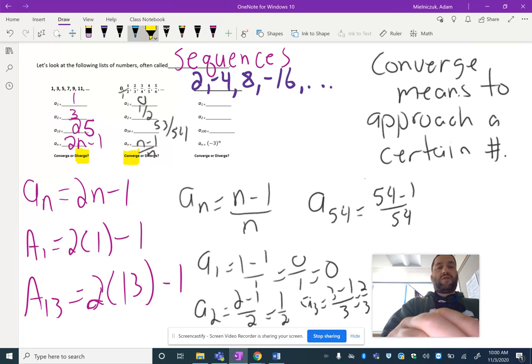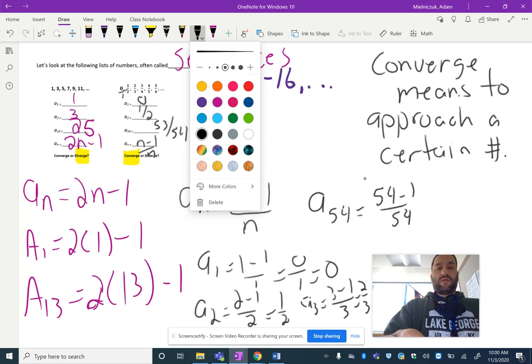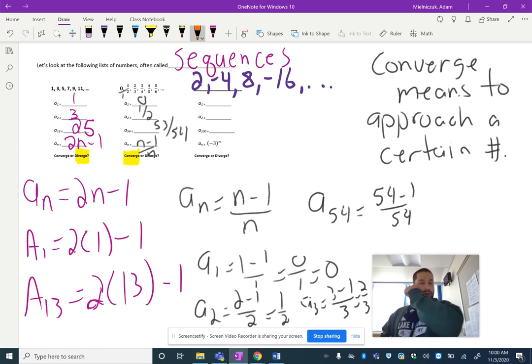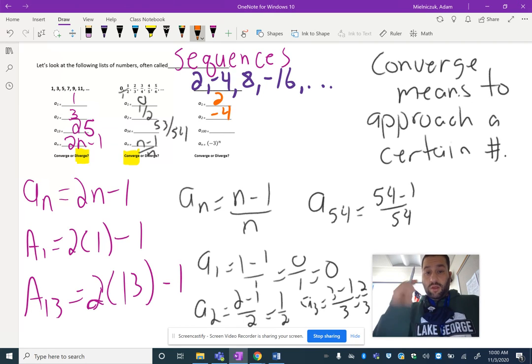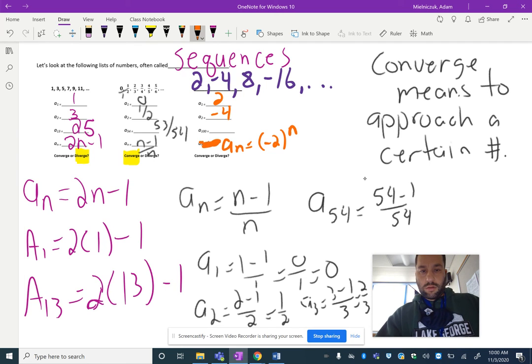All right, and now let's look at our last sequence. In this sequence, we have 2, -4, 8, and -16. So we can say our first term is 2. Okay, our second term we can say is -4. This equation is actually wrong. Okay, it should be a sub n equals -2 to the n power. I screwed this one up.